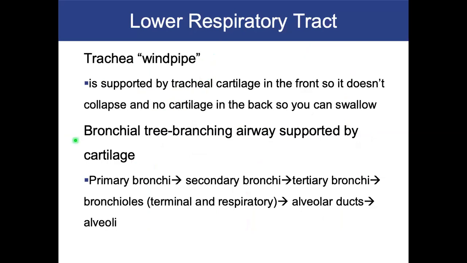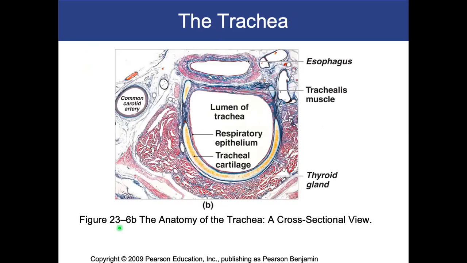Then there's the bronchial tree. It goes main trachea, which is your windpipe, then your primary bronchi, then it branches off into secondary bronchi, tertiary bronchi, bronchioles, terminal and respiratory bronchioles, and then alveolar ducts and alveoli. So this is greatest size to smallest, and alveoli are what we call the functional unit of the lungs.